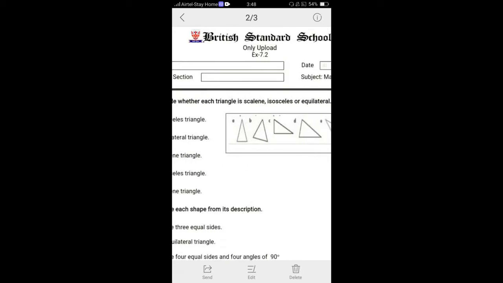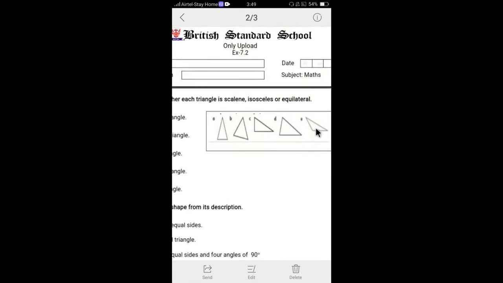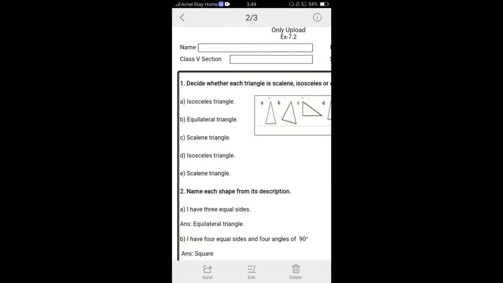D number, if you see that, this one is smaller, but the rest two of them are the same size. So two sides equal means isosceles triangle. And the last one, E number, if you see that no sides are equal, no sides equal means scalene triangle.